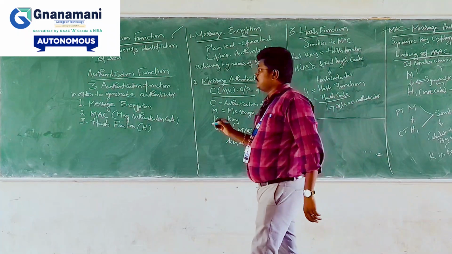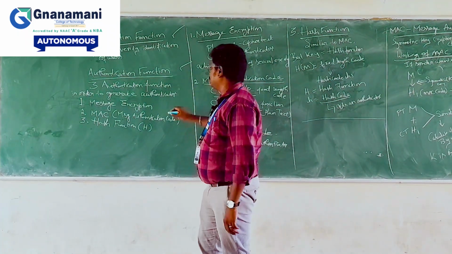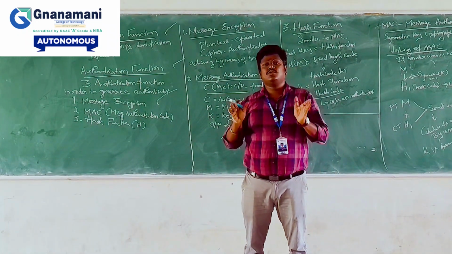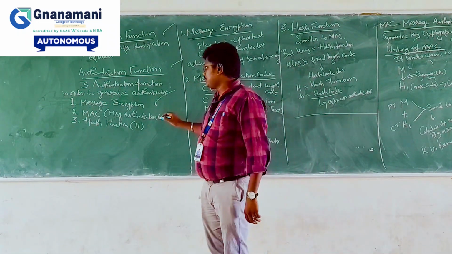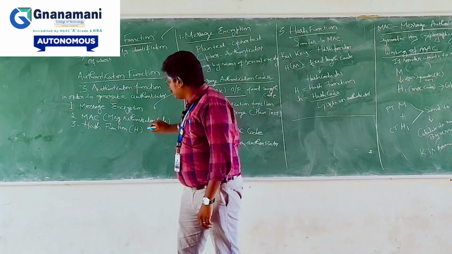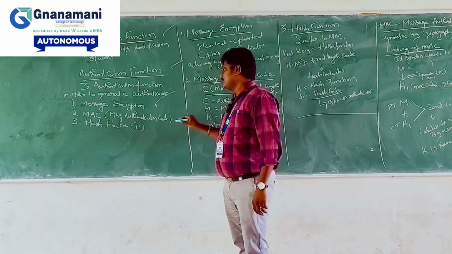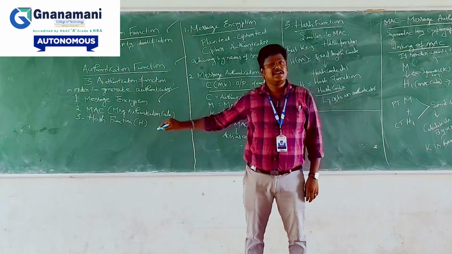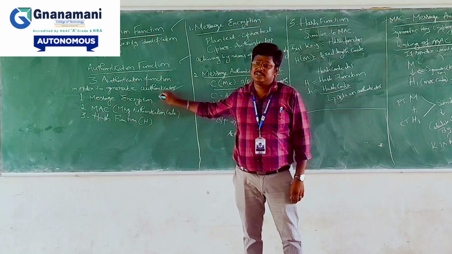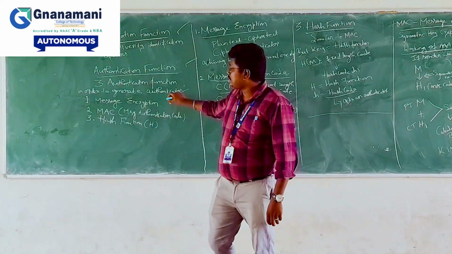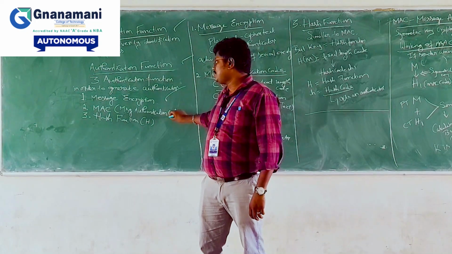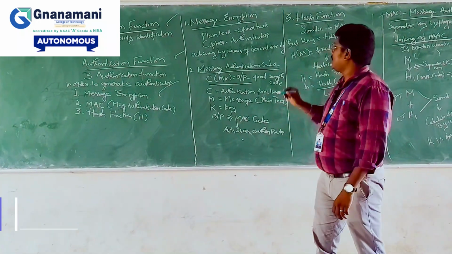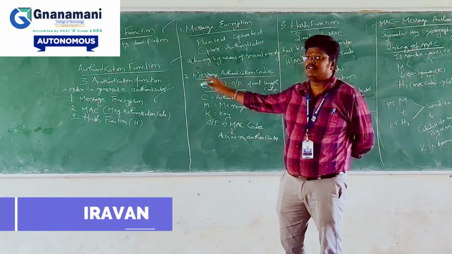The authentication function consists of three functions. Three authentication functions are there to generate a very good authentication. The first one is message encryption. The next one is MAC. What is the meaning of MAC? The abbreviation of MAC is message authentication code. And the next one is the hash function. So three functions are there. What are they? Message encryption, message authentication code, and hash function. Very good. Now we are going to see all three functions in detail.